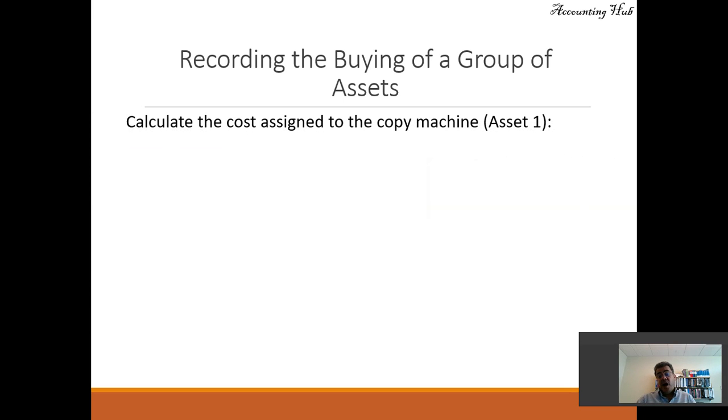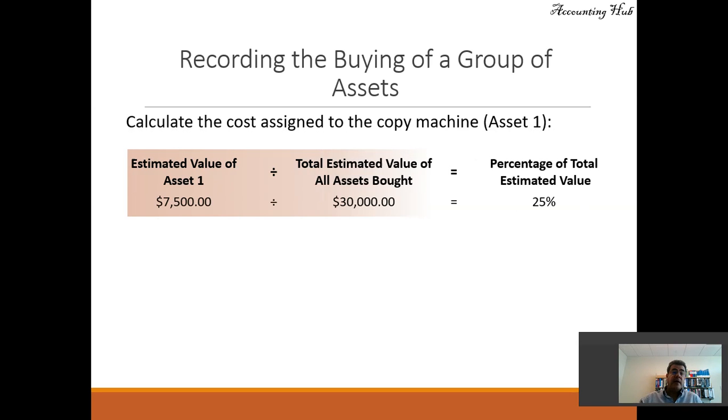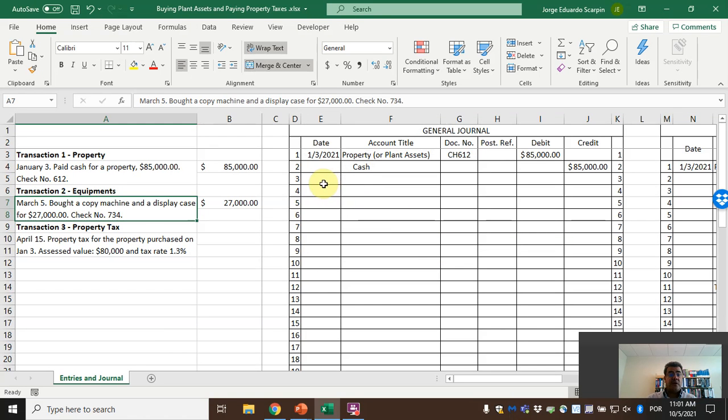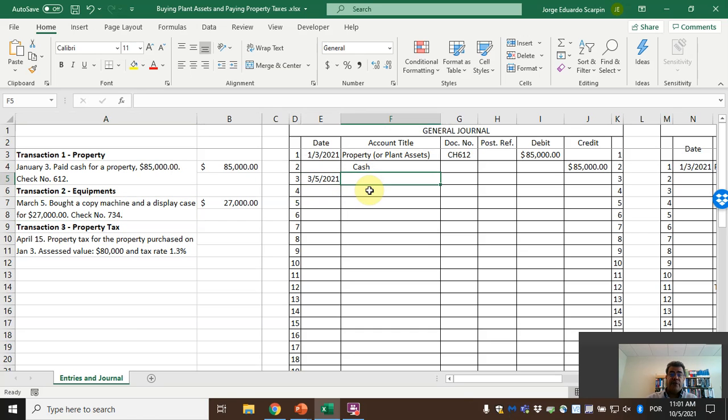So how do we allocate the cost to the copy machine? The first asset, $7,500, divided by the total, so it is 25%. So the copy machine is 25% of our lump sum purchase. The total purchase, $27,000, percentage for the copy machine, 25%, so $6,750. So let's come here, March 5th.